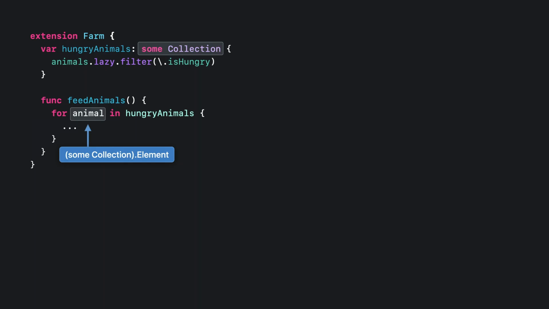However, as written, this actually hides too much static type information from the client. We're declaring that hungry animals outputs some concrete type conforming to collection, but we don't know anything about this collection's element type. Without the knowledge that the element type is any animal, all we can do with the element type is pass it around. We can't call any of the methods of the animal protocol.